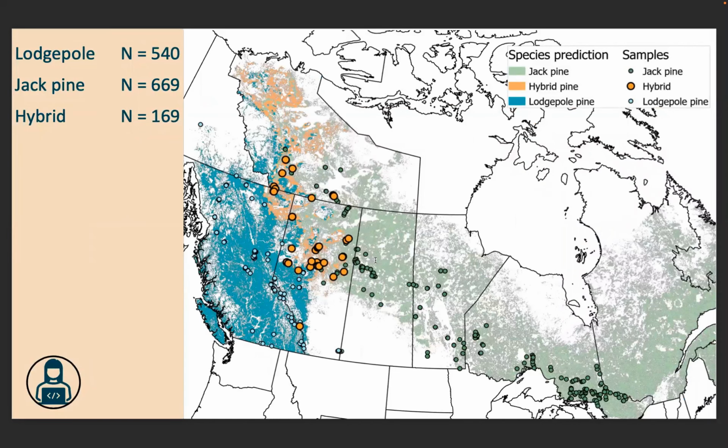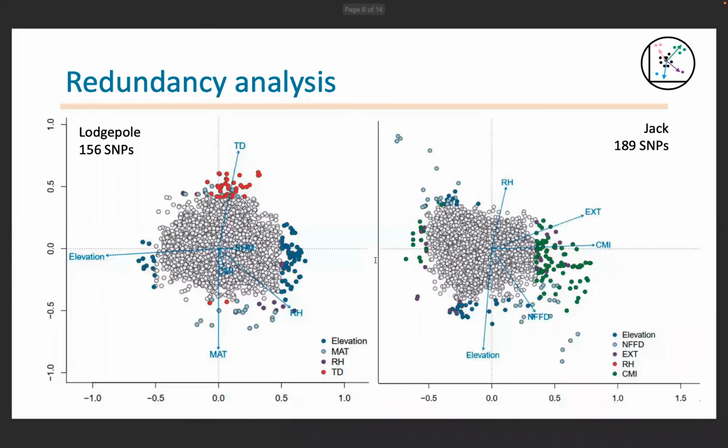And so for our species ID from our over 1,300 samples, we had 540 lodgepole pine, 669 jack pine, and 169 hybrids. And these are mapped on the landscape that you see here. And then from that, we didn't find any population structure in lodgepole or jack pine. We weren't surprised by this.